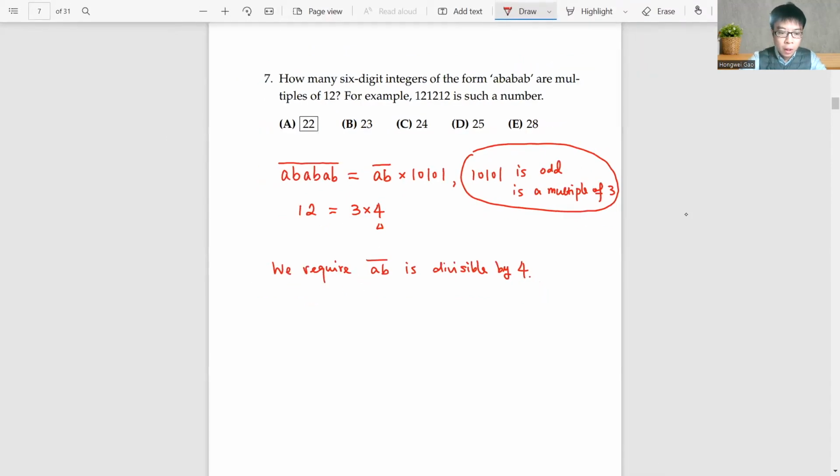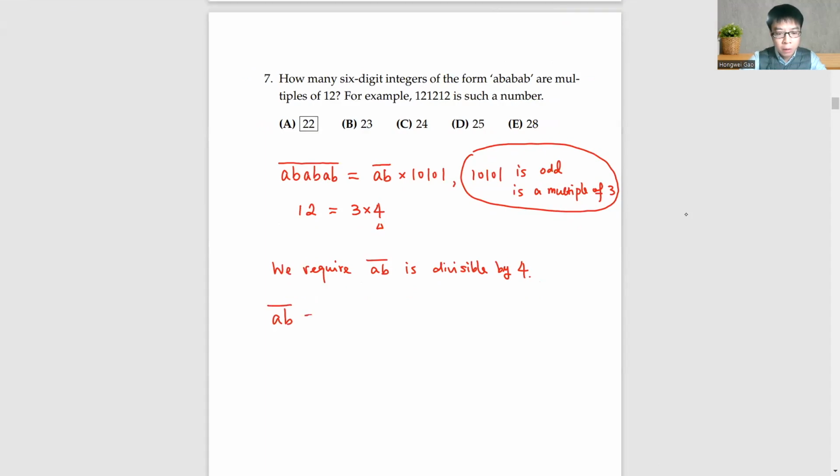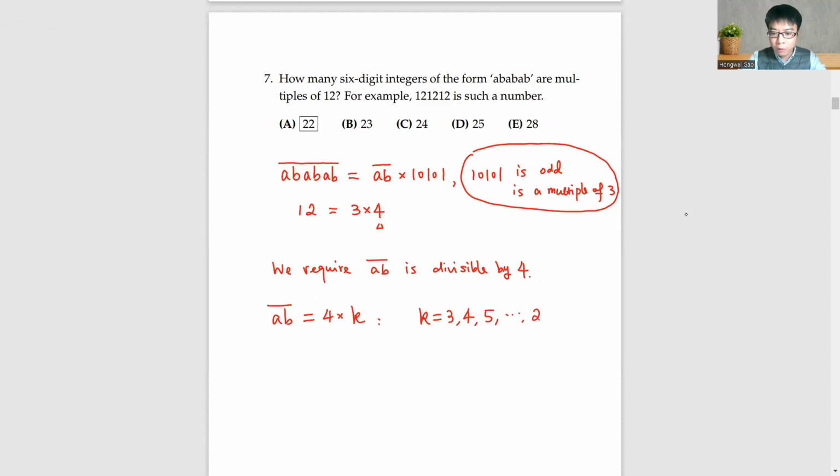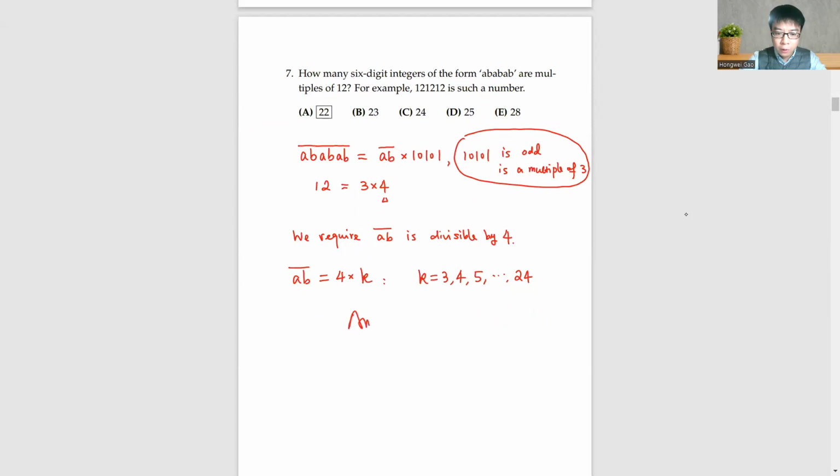In other words, AB, this 2-digit number, is 4 times a number, 4 times K. So it's a 2-digit number. We must have K to be at least 3, then 4, 5, up to 24. Otherwise, it's too big. So the answer is 24 minus 2, we have 22 values. So the answer here is 22.